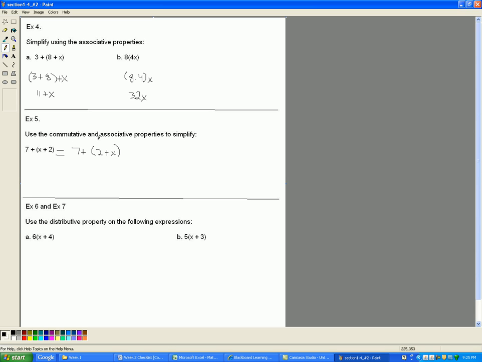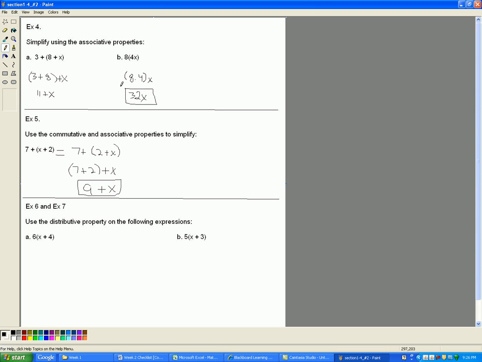Now we can go ahead and apply the associative property to change the location of our parentheses. And I want to bound the two values that are numbers, not variables, in the parentheses so I can compute. So we got 7 plus 2 inside parentheses plus x. And now we can combine what's inside the parentheses. We know 7 plus 2 is equal to 9 plus x. And these are our answers.